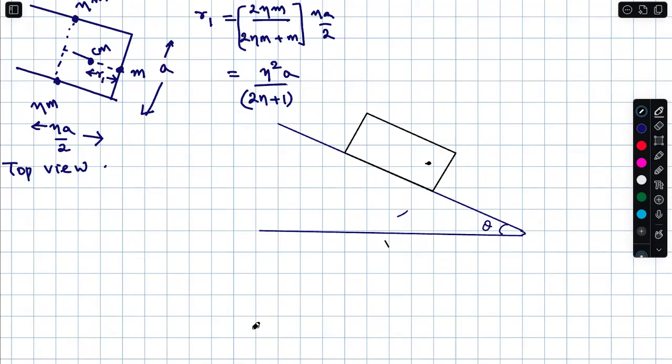Anyone from ECL? The entire center of mass of the system is here. What is the condition to avoid toppling? One step.